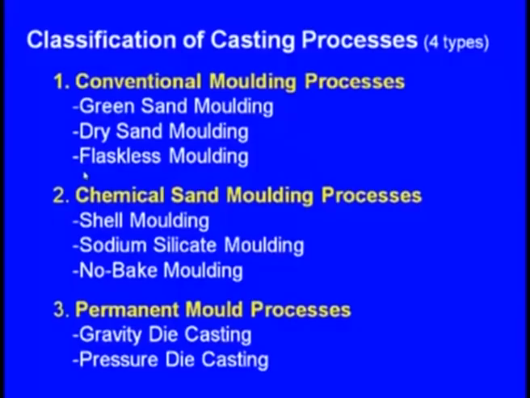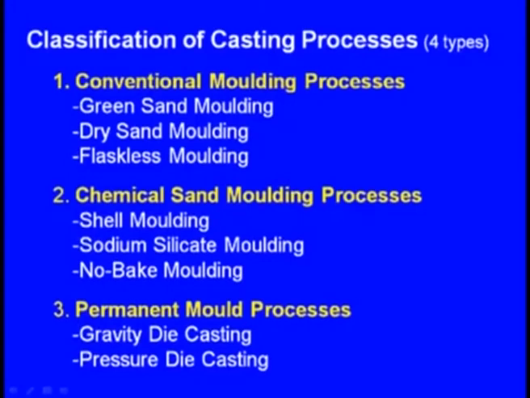Under the conventional molding process, we have green sand molding, dry sand molding and flaskless molding. Green sand molding means where there is moisture. In the molding sand or in the mold, if there is moisture, then we call it the green sand mold. In some cases, for making large castings, after making the mold, they dry it so that the moisture is dried out. This is known as the dry sand molding.